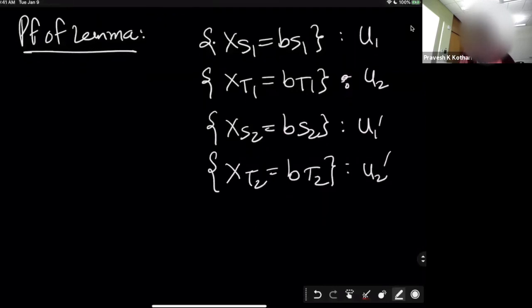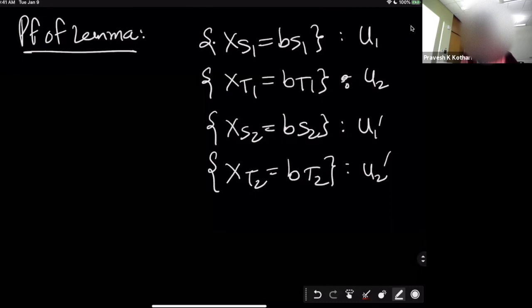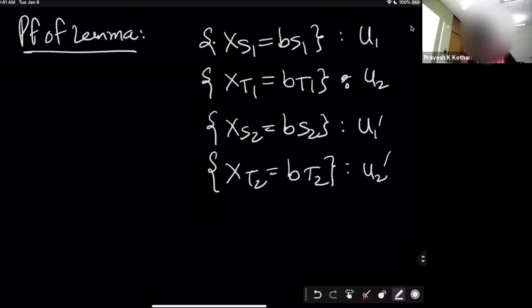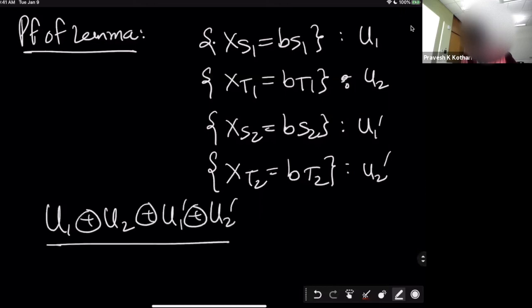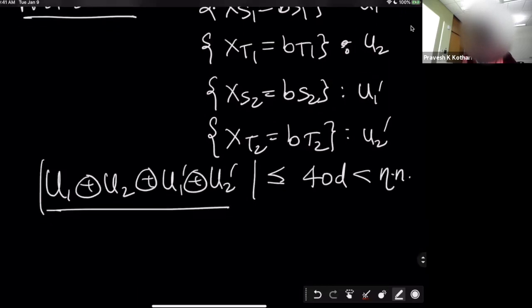Now let's understand what this means. We know that each of these U_i is of size at most 10D. That's what we established in the claim above. So if I look at the collection of clauses in U1 XOR U2 XOR U1 prime XOR U2 prime, then it contains at most 40D variables. And by our choice of D, this is again smaller than eta n. Good. But now let's look at what the XOR gives.